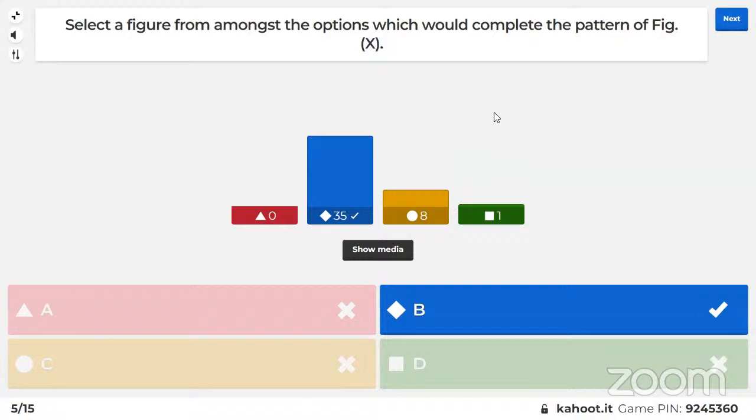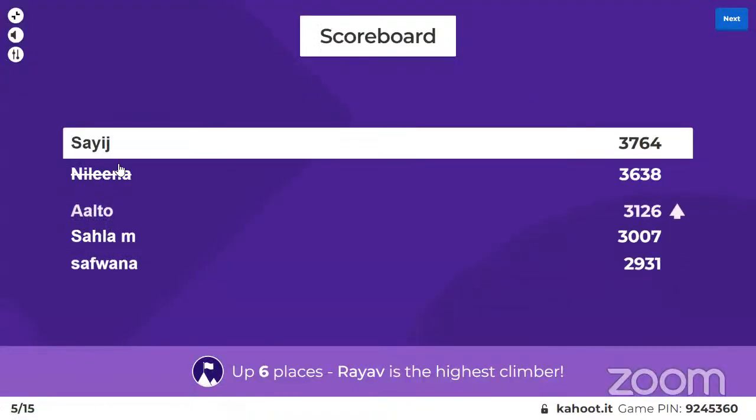All right, we were supposed to complete the pattern. Again, most of you have made it correctly. So the correct answer is B. Leaderboard again. Sai is still on the top spot with 3766 points. Second spot goes to Nilina. Third spot goes to Alto. Fourth spot goes to Zahla. And the fifth spot goes to Safwana.